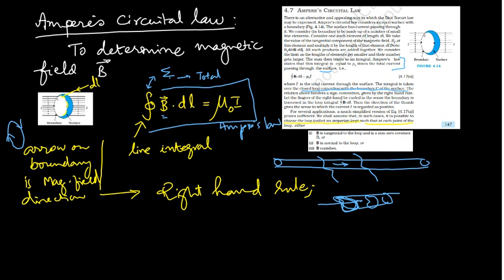So let's suppose we have again, how do I apply this Amperean loop and my right hand rule. It's the same thing. That's what he says. Let the fingers of the right hand curl in the sense the boundary is traversed in the loop integral. See here the boundary is going like this. That's the boundary going in the clockwise direction. So you curl the fingers like that with the right hand.